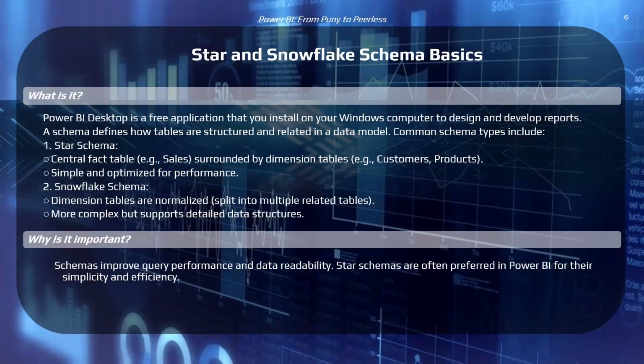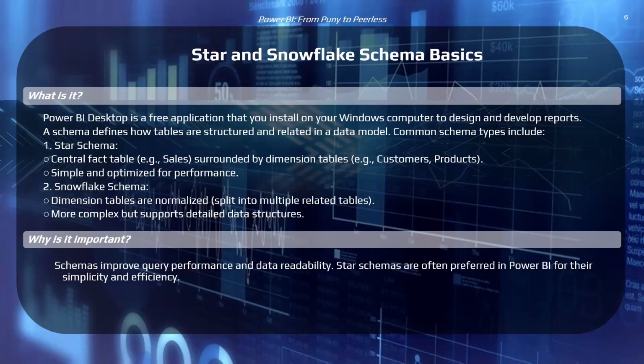Star and Snowflake schema basics. What is it? A schema defines how tables are structured and related in a data model. Common schema types include star schema, the central fact table, for example, sales, surrounded by dimension tables, for example, customers and products. It is simple and optimized for performance. And Snowflake schema, where dimension tables are normalized, split into multiple related tables. It is more complex but supports detailed data structures.